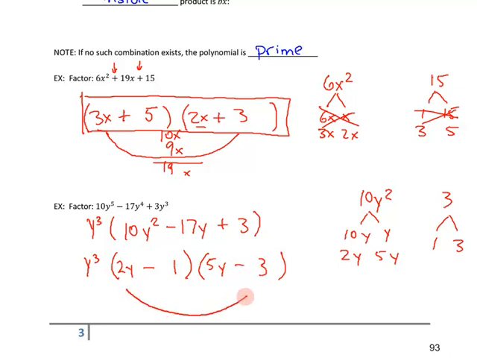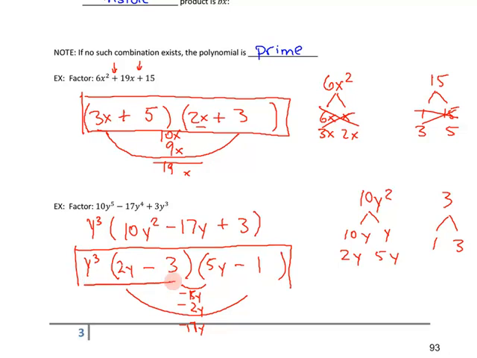The outside gives me negative 6y, the inside gives me negative 5y, which adds together to give me a negative 11y, which doesn't work, so let's try switching the 1 and the 3. I get on the outside a negative 2y, and on the inside a negative 15y, which adds together to give me a negative 17y, which is exactly what I'm looking for. So there we go, factored in final form.